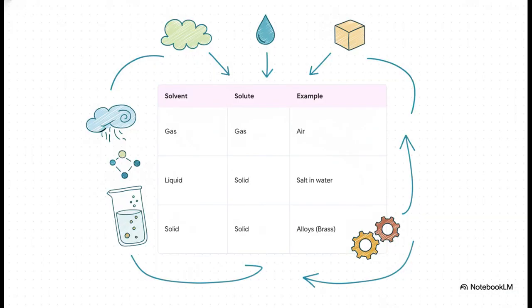You know, when we hear the word solution, we usually just picture a solid dissolving in a liquid, like salt in water. But there are actually 9 different types of solutions based purely on physical states. If your solvent is a gas, you can dissolve another gas right into it. That's exactly what the air we breathe is. You can even have solid and solid solutions, like brass, which is just a mix of copper and zinc. The rule of thumb here is that the state of the solvent always dictates the final state of your solution.